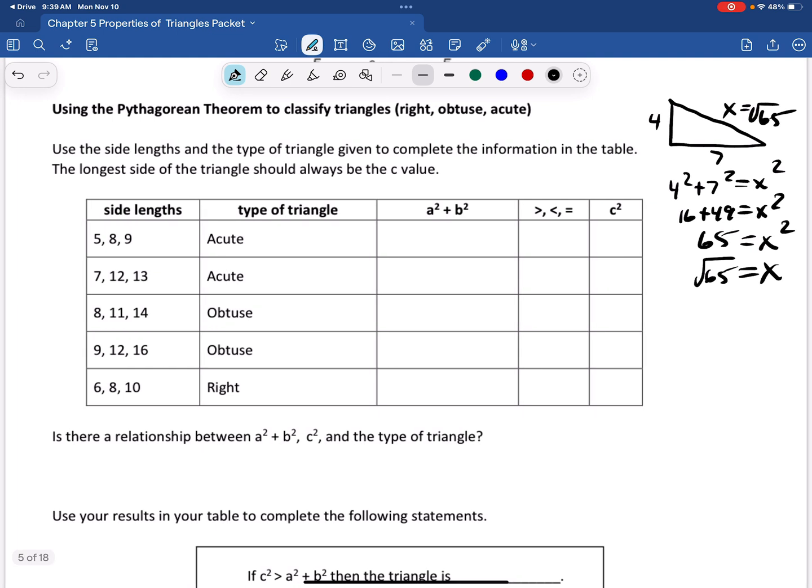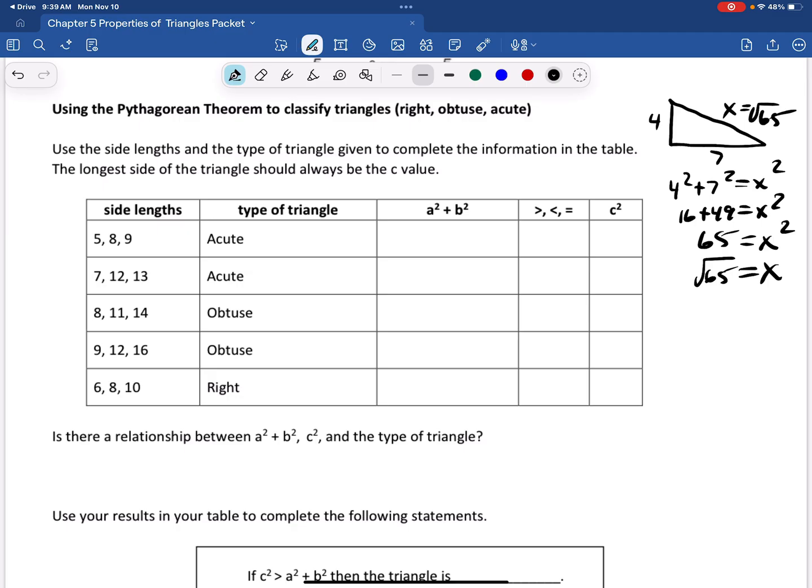But now what we're going to do is determine what type of triangle we have using the Pythagorean theorem. We're going to know all the sides, but we're going to figure out, using the Pythagorean theorem, if the 3 sides put together form a right triangle, an obtuse triangle, or an acute triangle. So let's go ahead and look. Over here on this chart, in advance, I'm telling you, if you put a 5 and an 8 and a 9 together, it's going to be an acute triangle.